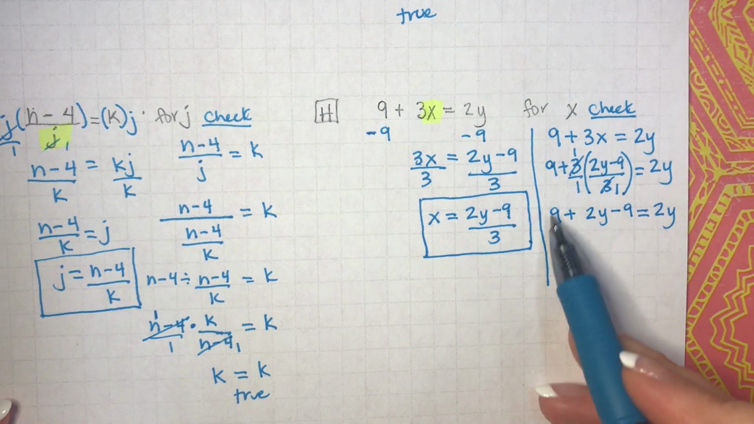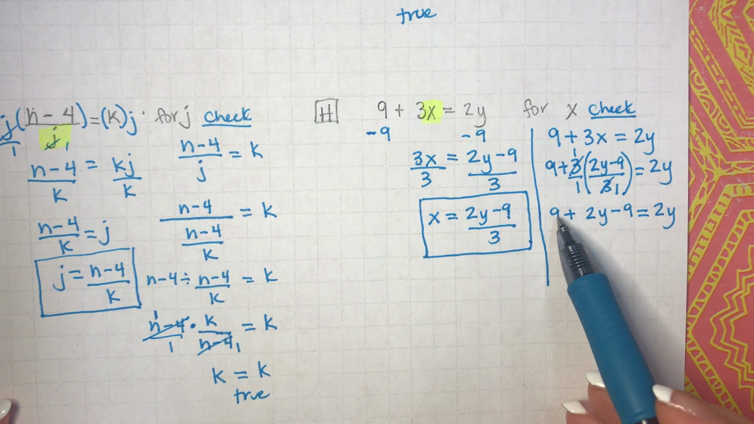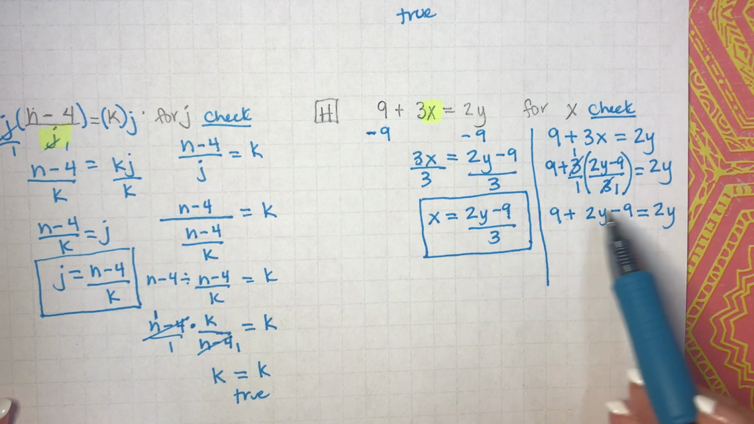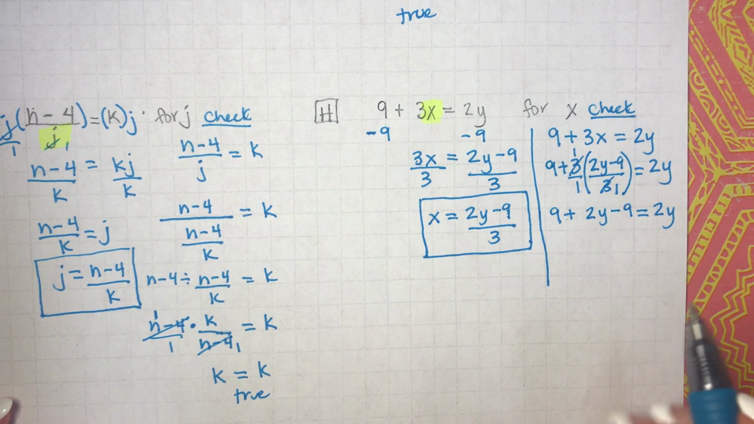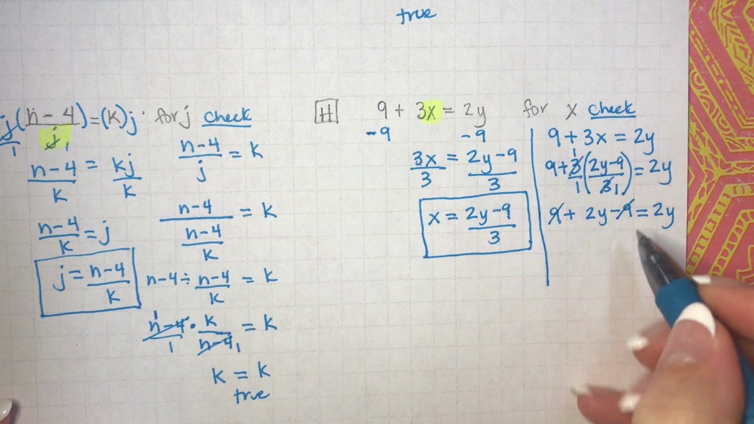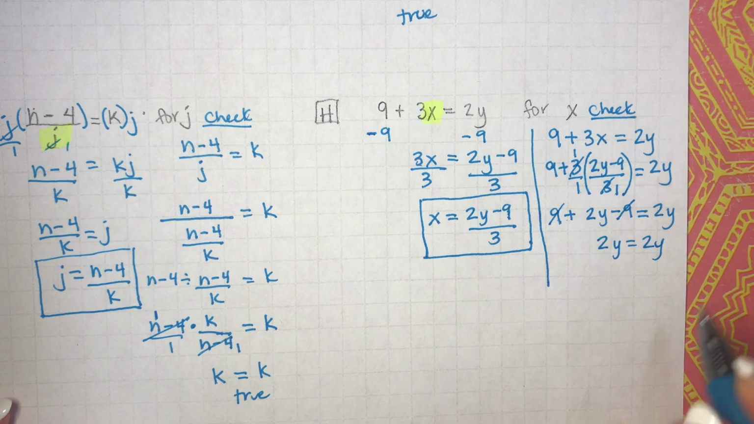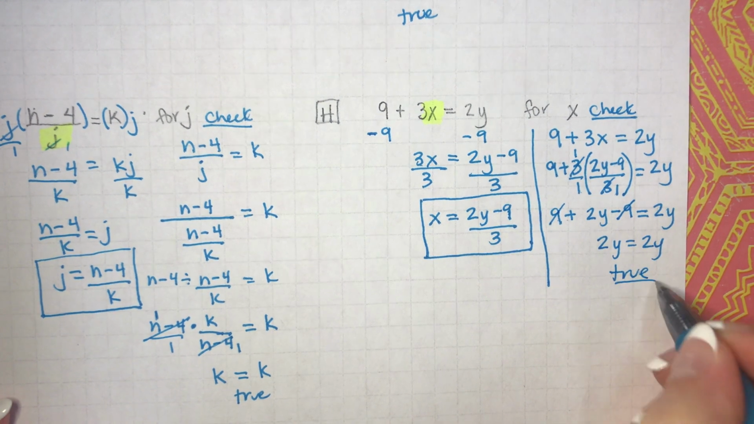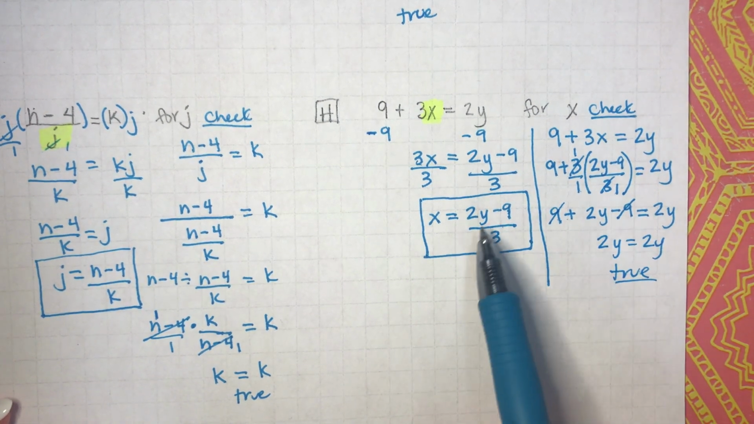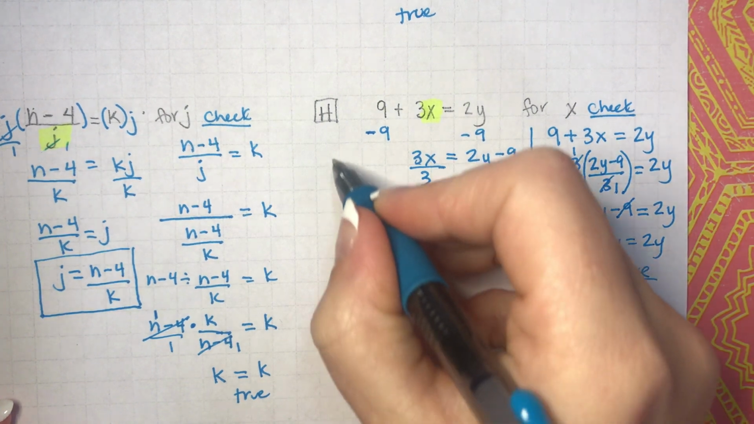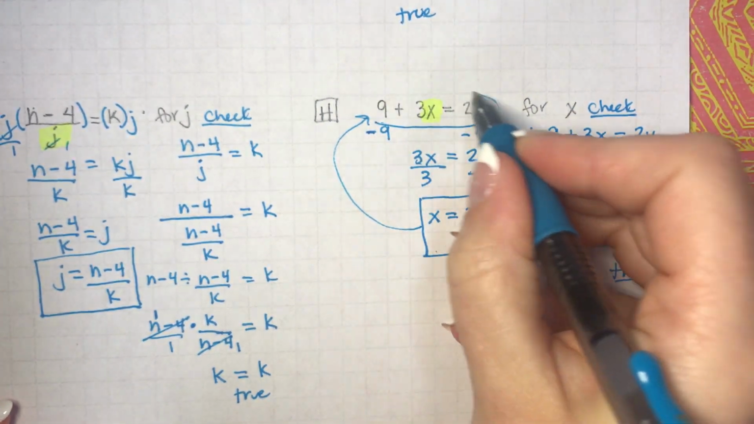Then we're going to simplify this side of the equation by combining like terms. We have these numbers. 9 minus 9 is, yes, they cancel each other out. It becomes 0. And what we're left with is 2y equals 2y, which is a true statement. We just leave it just like that. This means that our solution is a solution to the original equation.